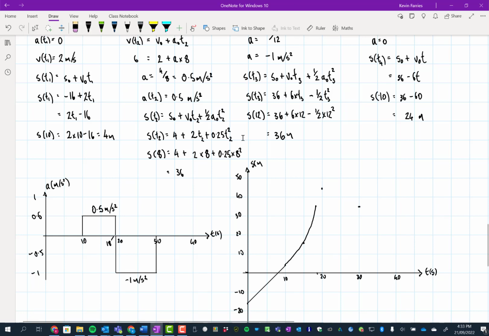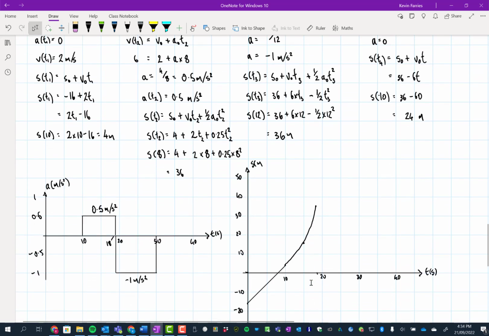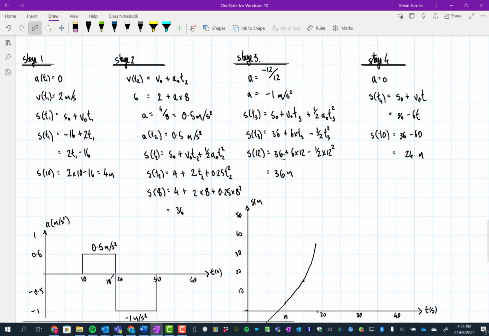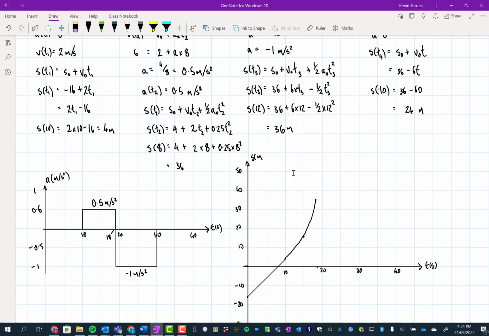Hold on. What are we actually doing here? So what am I saying here? So this is 36. So I'm looking for what it's going to be at 20, but I've got to remember that I'm using this T3. And so T3 is the time from the start of this stage. So at the point 20, T3 is equal to 2. So let's figure that out. So it's going to be 36 plus 6 times 2 minus 0.5 times 2 squared, which is equal to 46. So at 20, it's going to be 46.